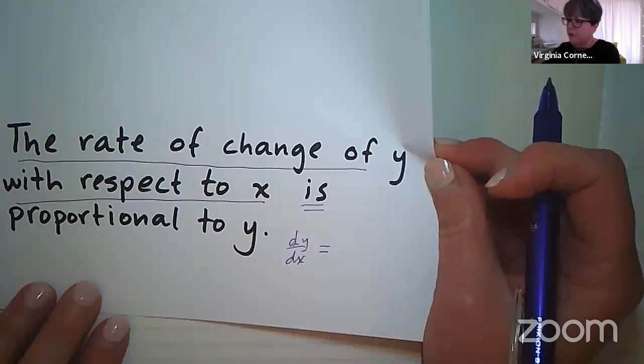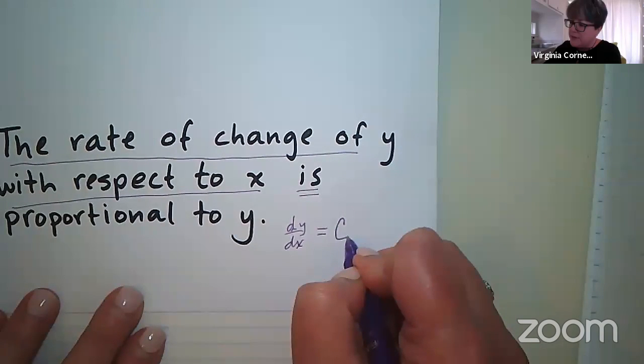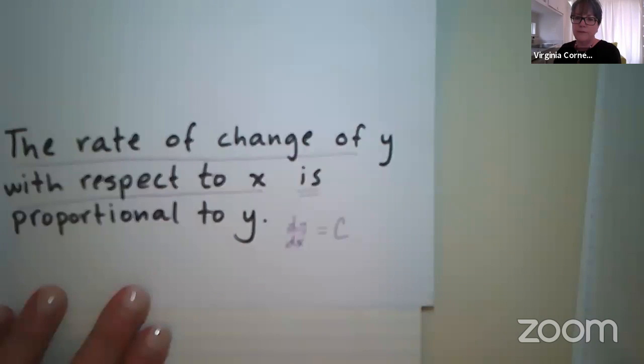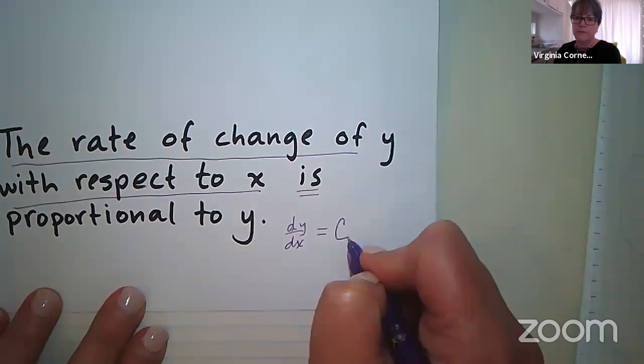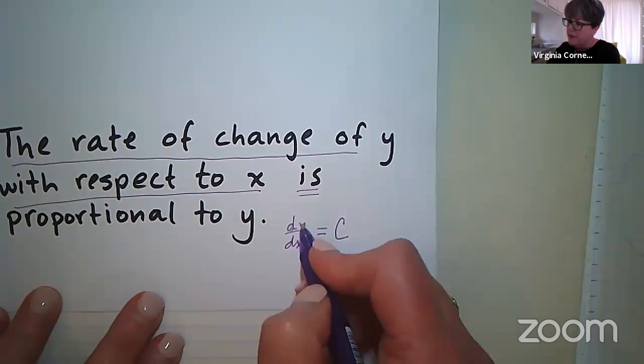Variables can be arbitrary. It could be C this time. So the rate of change of Y with respect to X is proportional to Y: dy dx equals C times Y.